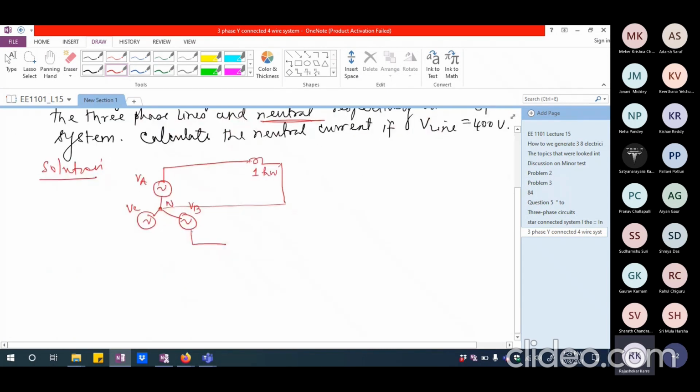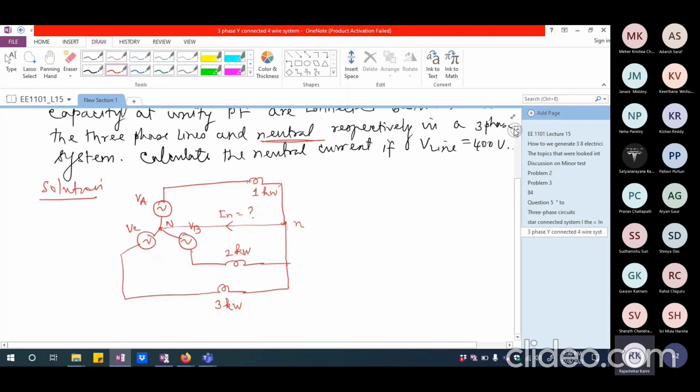And similarly, I'm going to have another one. Maybe this is 2 kilowatt, which is connected between this line and the neutral. And from here also another one, which is 3 kilowatt, and that is going to be connected here. And what is being asked is, what is the neutral current between the neutral of the load and neutral of the source, IN equal to what? This is what is being asked.